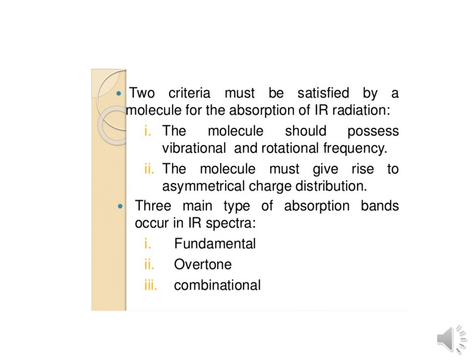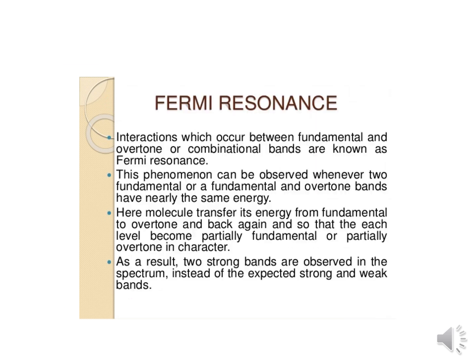Two criteria must be satisfied by a molecule for the absorption of IR radiation. The molecule should possess vibrational and rotational frequency. The molecule must give rise to asymmetrical charge distribution. Three main types of absorption bands occur in IR spectra: fundamental, overtone and combination. So this is a Fermi resonance.